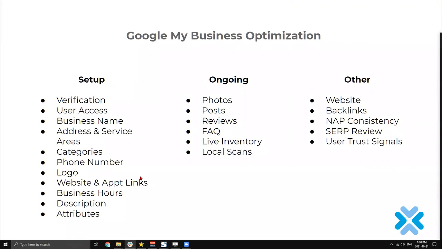We're going to talk about the ongoing stuff, and the time you spend on the ongoing things. It's not just the one-time stuff, but the stuff that you always have to do. And then other. I didn't know what else to call it, so I just called it other, but it's website backlinks, reviewing, other things that you have to do. I don't want to say miscellaneous, because it's super important. So these are other things that you definitely have to look at. But let's just talk about the setup for now.